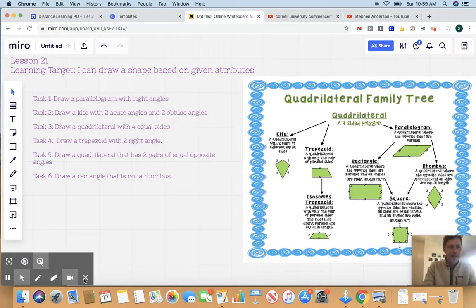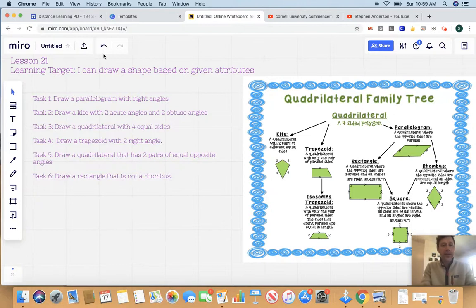Welcome back, guys. This is the last lesson of Module 5. It's Lesson 21, and our learning target says that I can draw a shape based on given attributes.